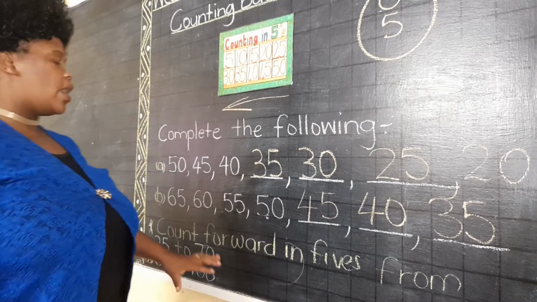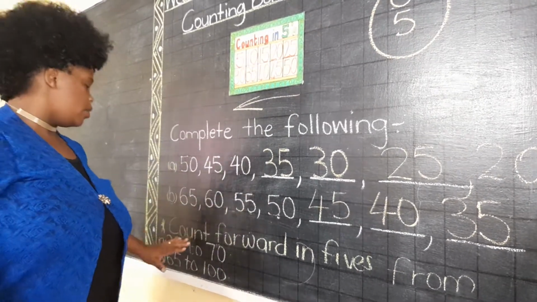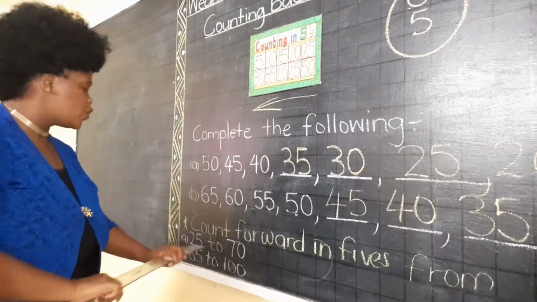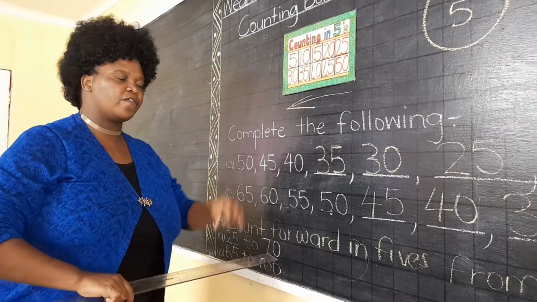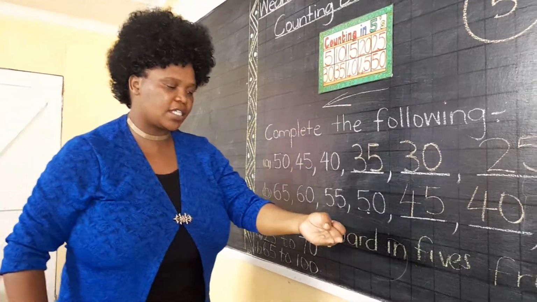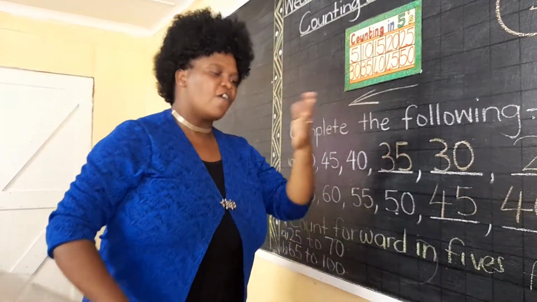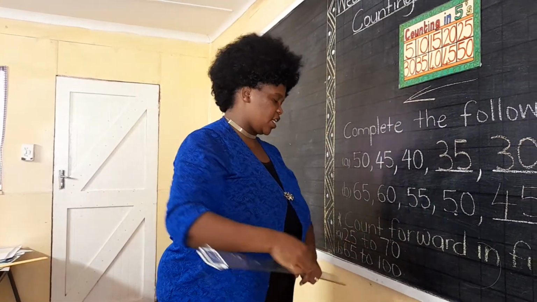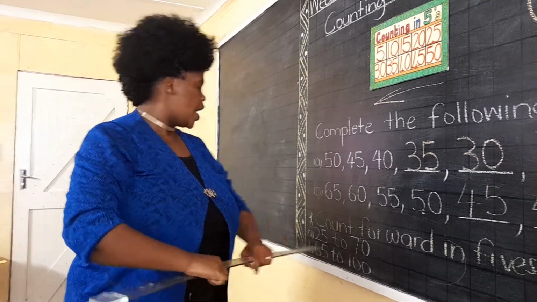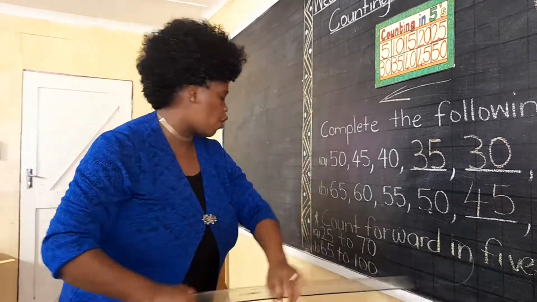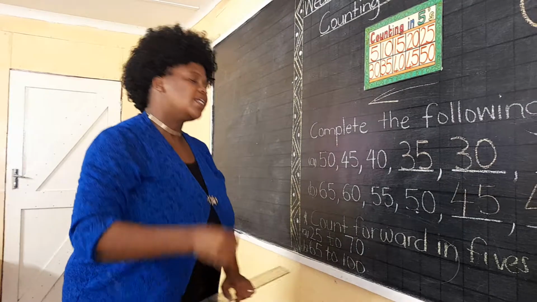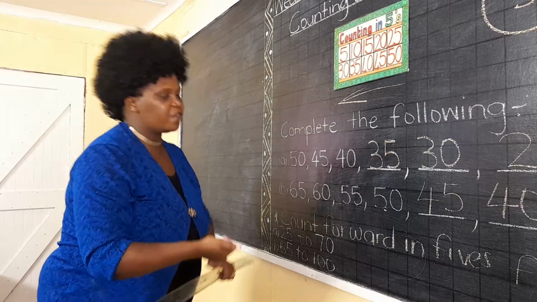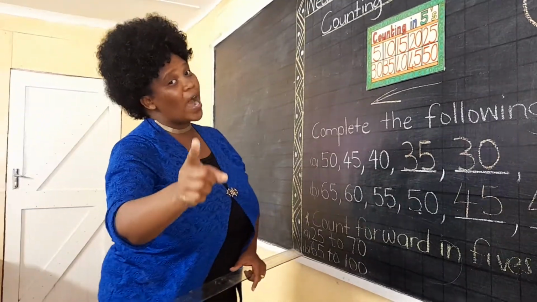Okay, and then when you are given any instruction, like here they say count forward in fives from 25 to 70. 25, you start 25, 30, 35, 40, 45, 50, 55, 60, 65, 70. They said up to 70. Now count forward in fives from 65 to 100. 65, 70, 75, 80, 85, 90, 95, 100.